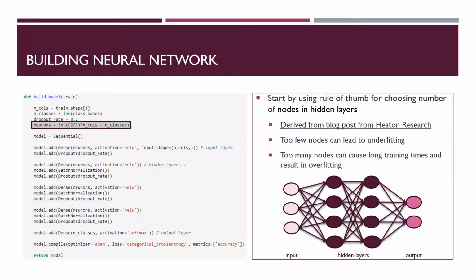The next step is to define the number of nodes in each layer. This value is really important because too few nodes can lead to underfitting of your model, but too many can lead to overfitting and also really increase your training times. One rule of thumb that I found in a number of different articles, including this Heaton research article, was to use the equation 2/3 times the number of features plus the number of classes.